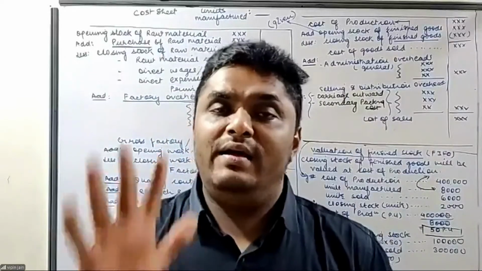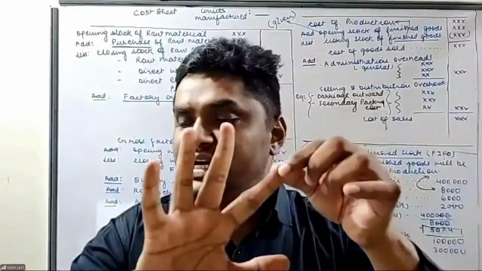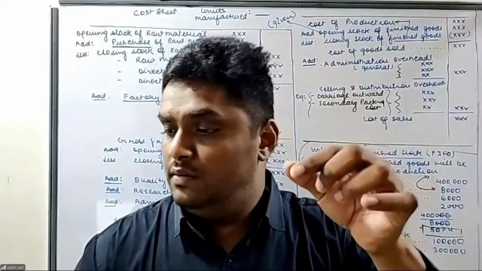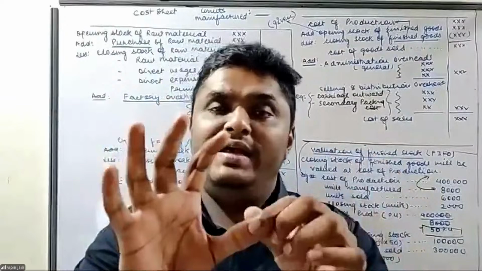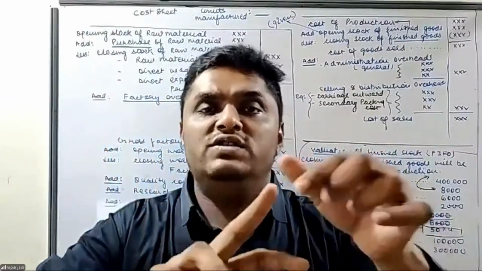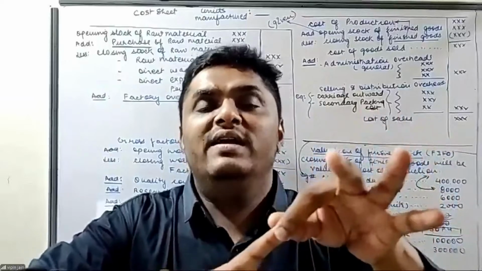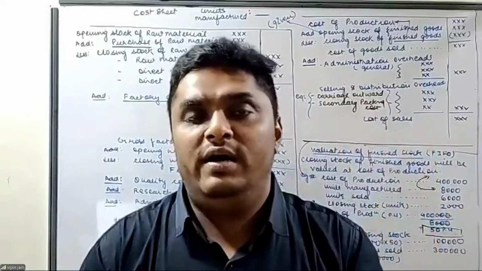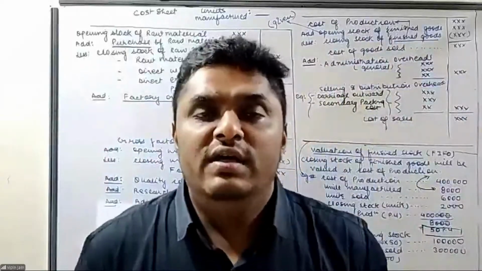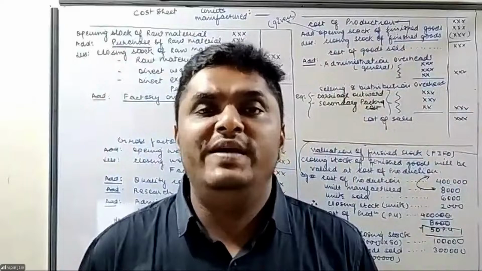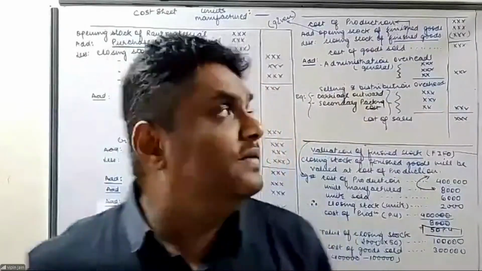In this, we will make adjustments of 5 items, that is quality control cost, research and development cost, administration overhead related to production, primary packing cost, and we will subtract the scrap value realized on sale of byproduct. So after making these adjustments, we will get the final figure, that is cost of production. In cost of production, we will make adjustments of opening and closing stock of finished goods. We will get the cost of goods sold.